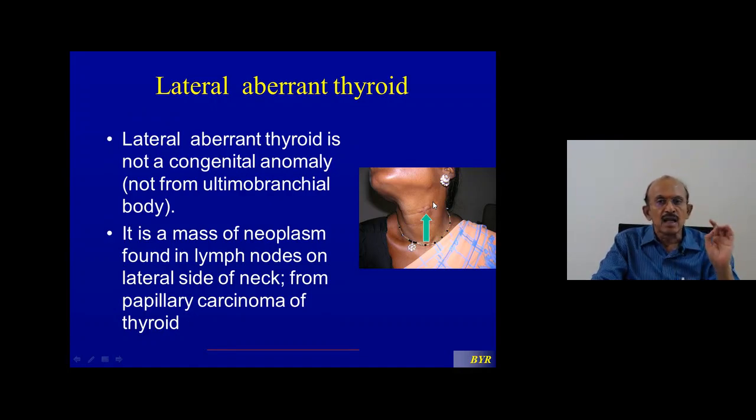So lateral aberrant thyroid is a misnomer. Earlier it was thought to be a remnant of the ultimobranchial body. But now it is shown that it is nothing but a metastatic deposit from an occult primary carcinoma in the thyroid gland, depositing in the lymph nodes of the neck and giving the structure of thyroid gland. So this is called lateral aberrant thyroid.